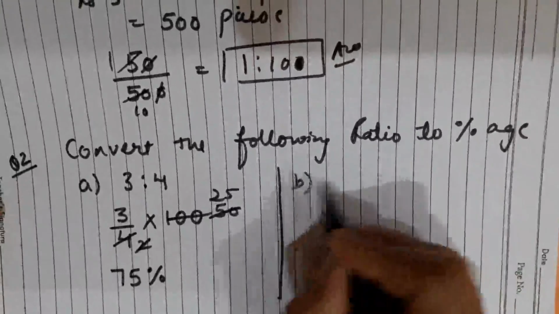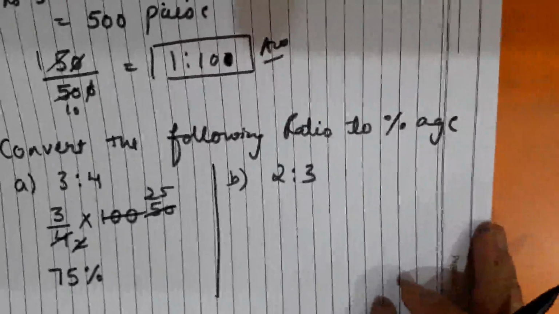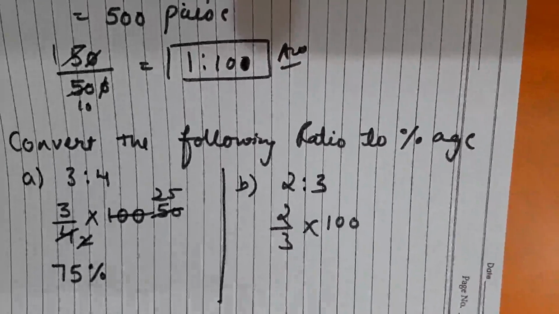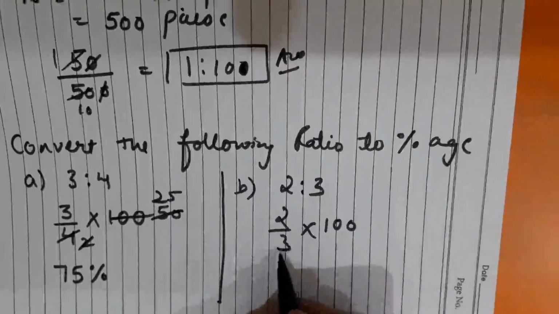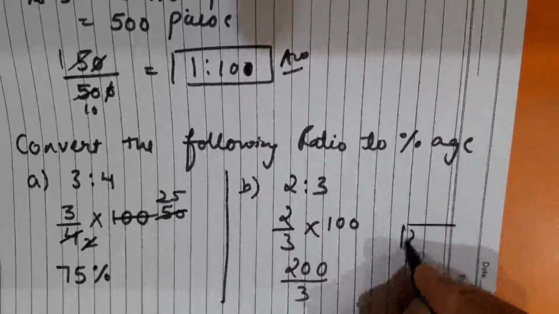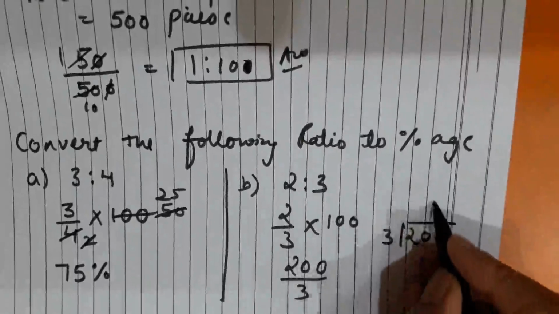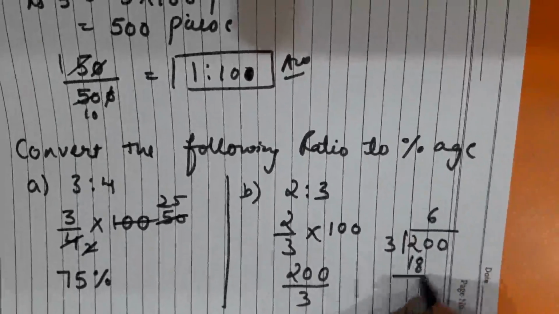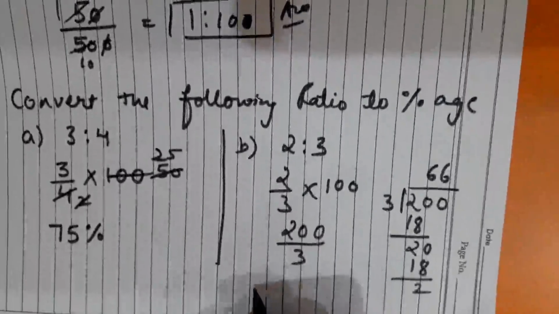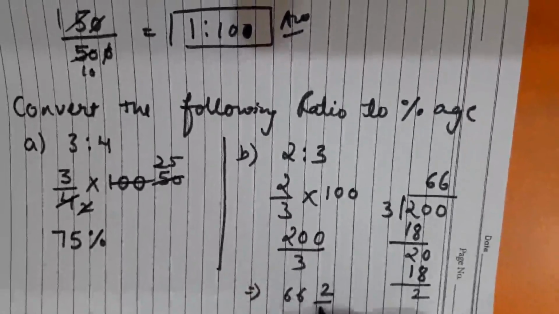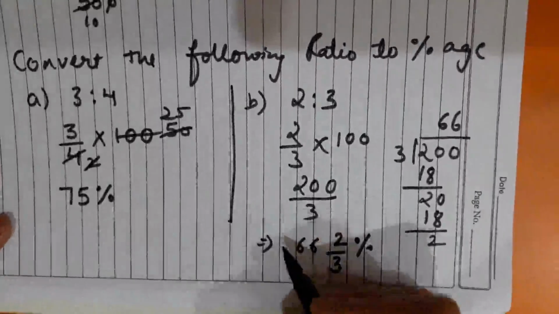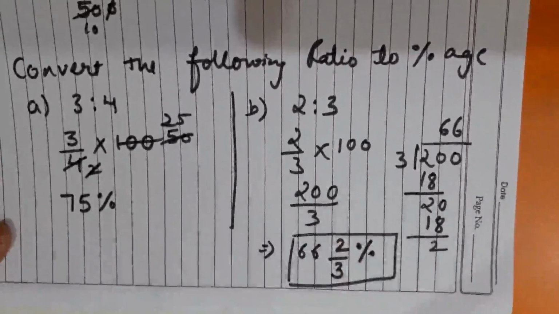Next is the B part, that is 2:3. You have to calculate it in percentage. So 2/3 into 100, so you will get 200 upon 3. Divide 200 upon 3: 3 6s are 18, so you will get 2 remaining. So you can write 66 2/3%. In this way you can write it, or you can calculate in decimal form also. So this will be your answer for this particular part.